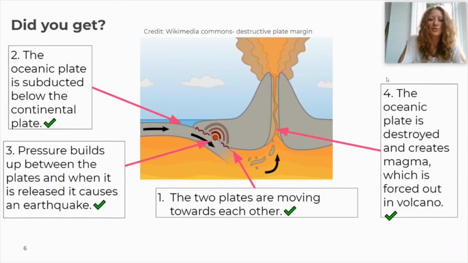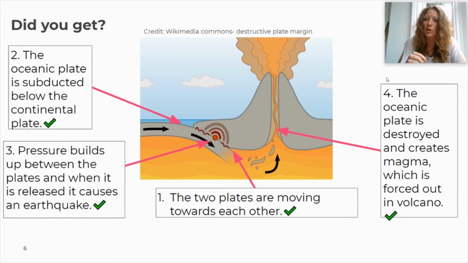Did you get it? So you can see that on my diagram, I also added numbers to show the sequence with which this would happen. Now, the reason that I do that is just to make it really clear, like I said to you before, that if you're explaining a process, it's really important that you do it in the correct order. So, box number 1, the two plates are moving towards each other. So that's where I would have added my other arrow to show that the continental plate is moving towards the oceanic one. Then, 2, the oceanic plate is subducted below the continental plate.